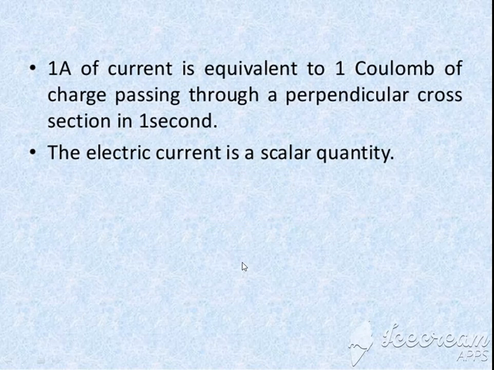The SI unit of current is ampere. And how can you define 1 ampere? The formula is I = Q/t. So 1 ampere is equivalent to 1 coulomb of charge passing through a cross section in 1 second. And electric current is a scalar quantity. However, we take a direction of current, that is the conventional direction of current, that is from the positive terminal to the negative terminal. So as the direction is conventional, that's why electric current is a scalar quantity.